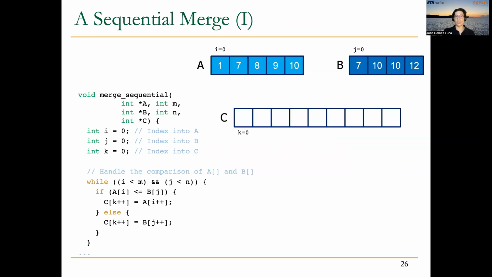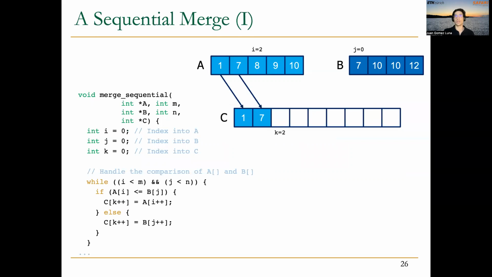Sequential merge is pretty simple. It basically consists of comparing the elements of A and B, as we can see here, and based on that, we decide whether we write the element of A or we write the element of B to the output array C. So we compare 1 and 7, and we see that 1 is smaller, so we write it in the output. Now we compare 7 and 7. They are the same, but because here we have a preference, we place first elements of A, we place this element 7 from A into the output array C.